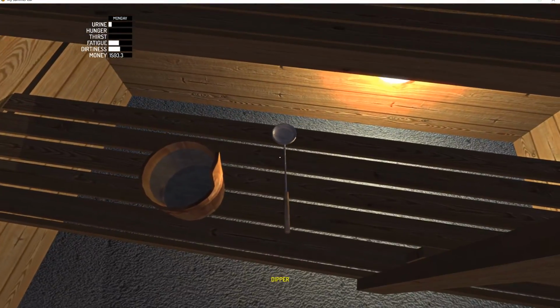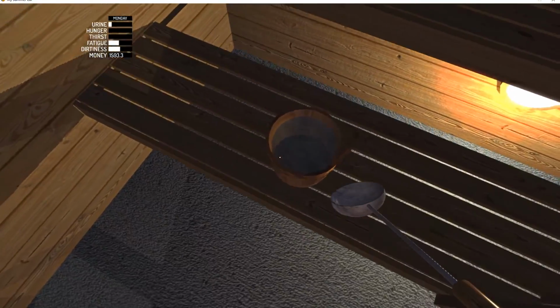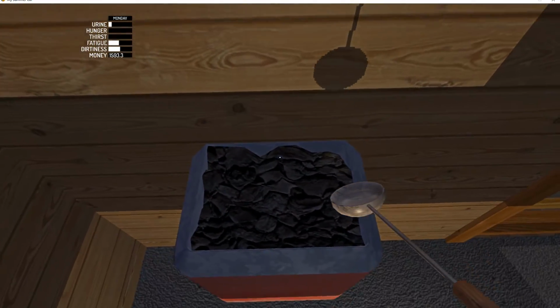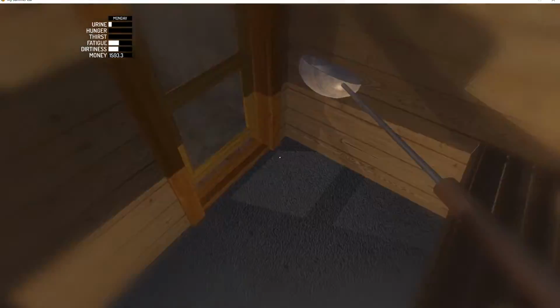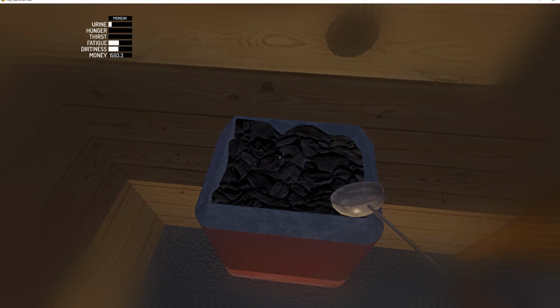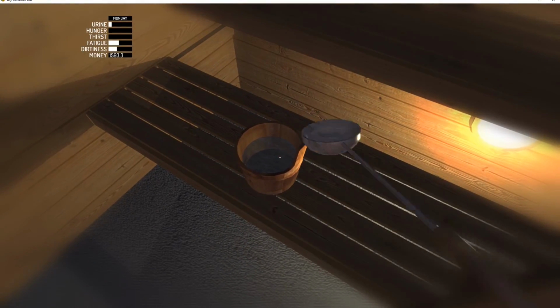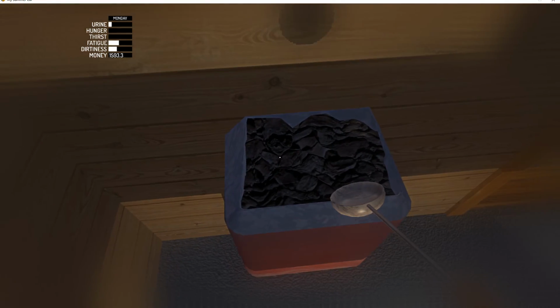Okay. Go ahead and pick up our dipper and equip it, and we're going to get clean. Yes, wash the dirtiness away. And as you can see, our dirtiness meter is slowly falling. Good stuff. Did that work? Okay.